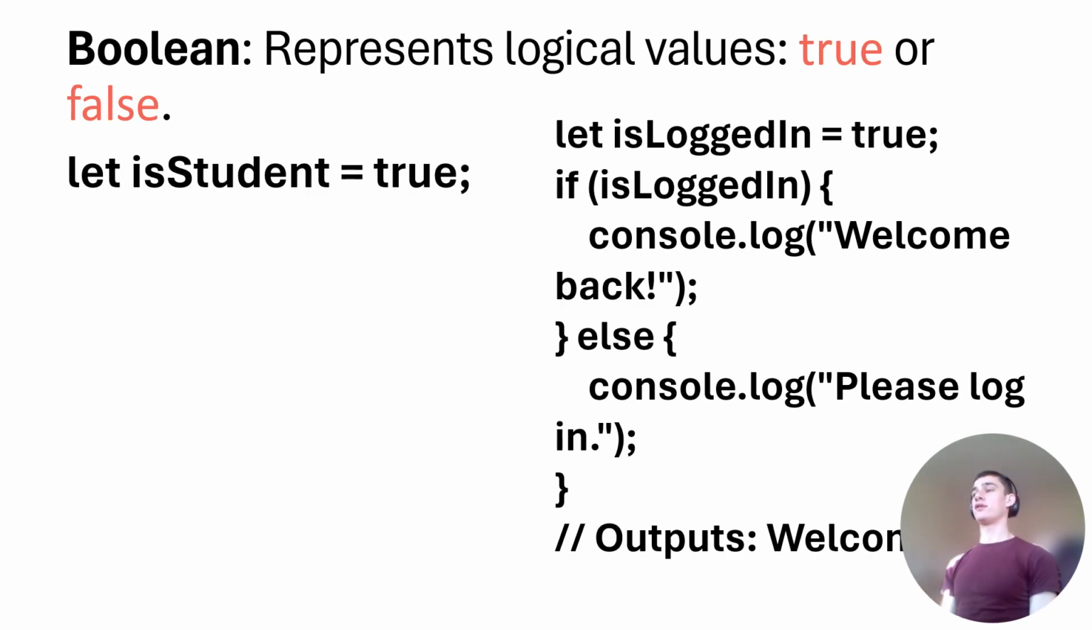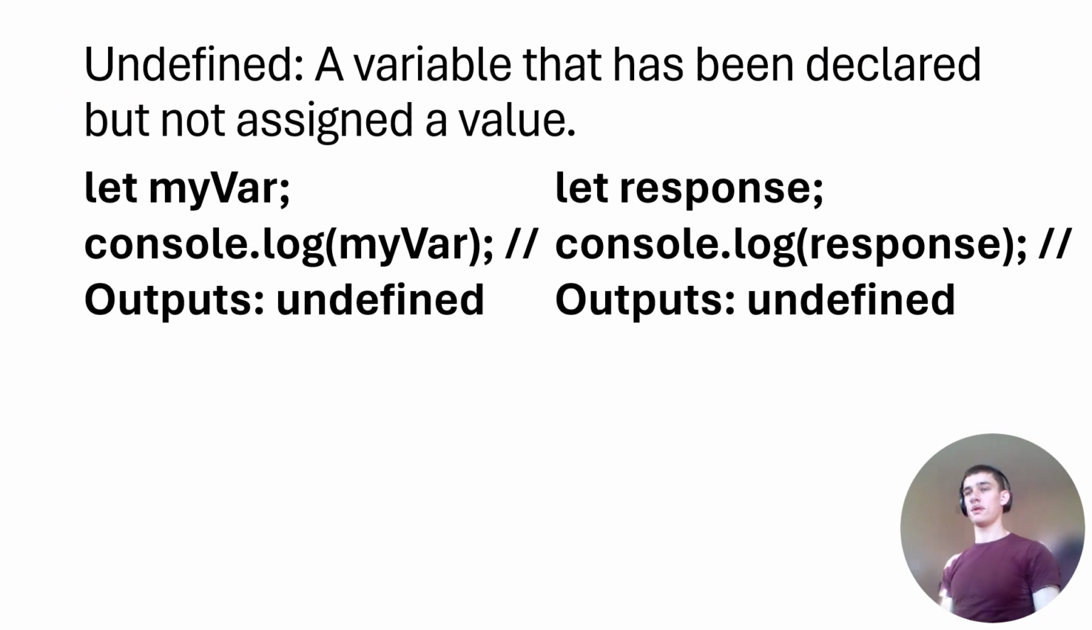Boolean represents logical values true or false. So is student equals true is the example there. But here's a better example. So we say let is logged in equals true. If is logged in equals true, then it's going to say welcome back. If is logged in is false, then it's going to say please log in. And obviously it's true, so it's going to say welcome back.